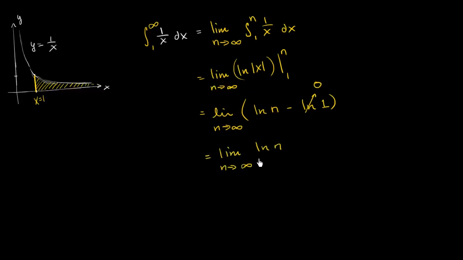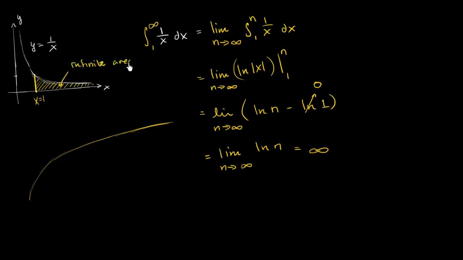Now this is interesting. The natural log function just keeps getting larger and larger, growing and growing like this, albeit at a slower and slower pace, but it keeps growing. The limit as n approaches infinity of the natural log of n is just equal to infinity. So here we do not have a finite area. This is an infinite area.